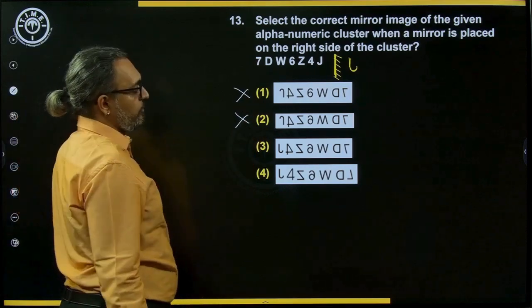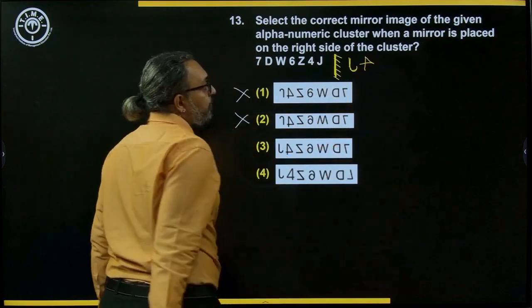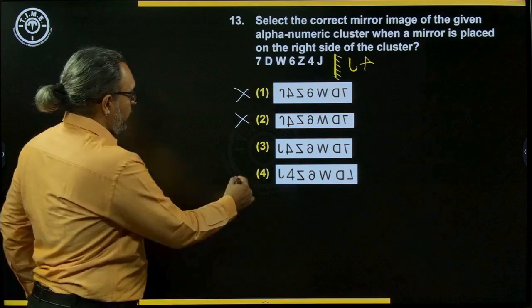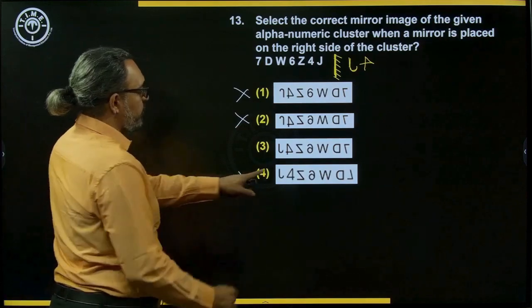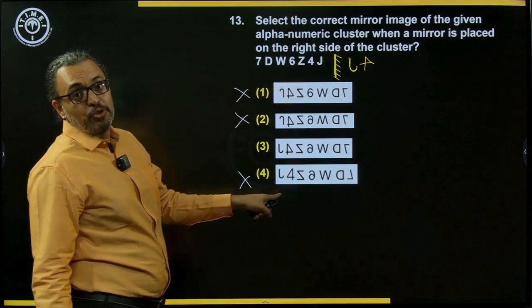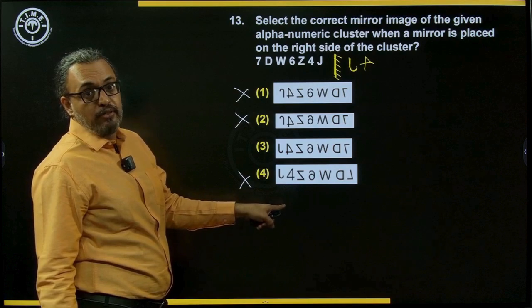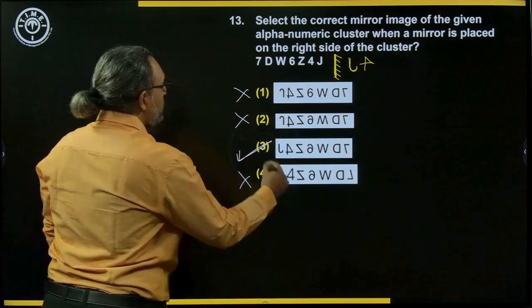So 3 and 4 options are fine. Then 4 will look like this. So I can remove straight away option 4 now, because 4 is not matching with my mirror. It cannot look like the same as actual. When it is mirrored, 4 will be like that. So that's all. That should be sufficient to say it is third option.